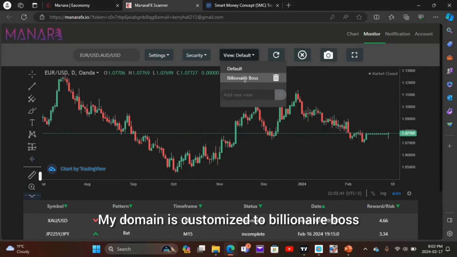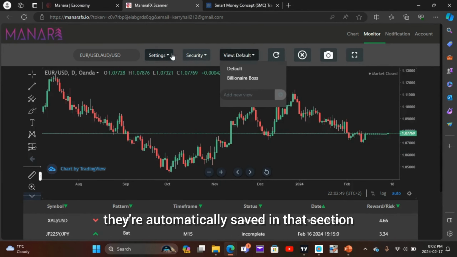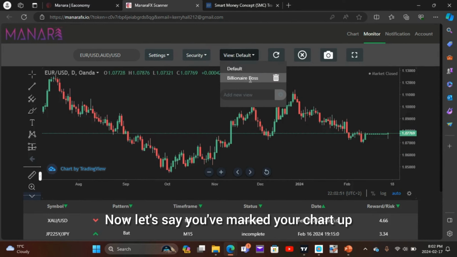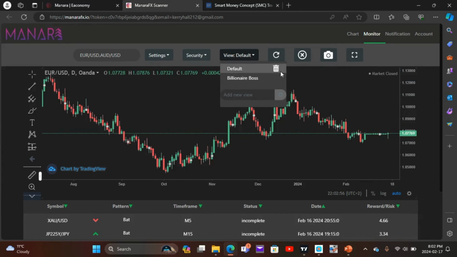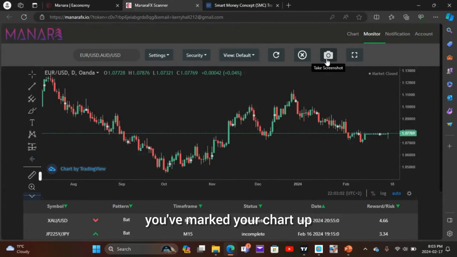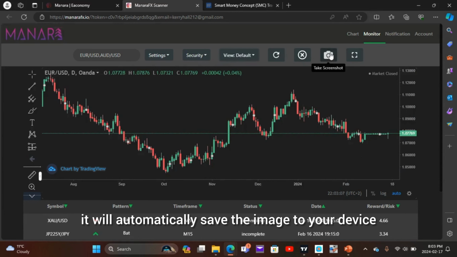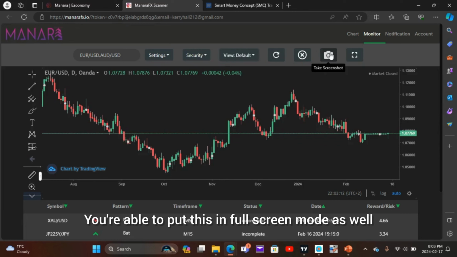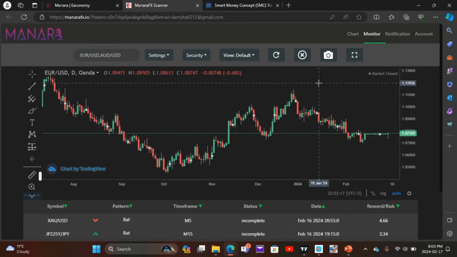My domain is customized to Billionaire Boss. And so all of the things that I've selected in settings and security, they're automatically saved in that section. Now, let's say you've marked your chart up and you basically just want to take a snapshot to send to a friend. Let's say you've analyzed your trade, you've marked your chart up, you'll just click on that section, take a screenshot. It will automatically save the image to your device and you're able to send it to whomever you choose. You're able to put this in full screen mode as well. If the screen is too small, you can actually do that.